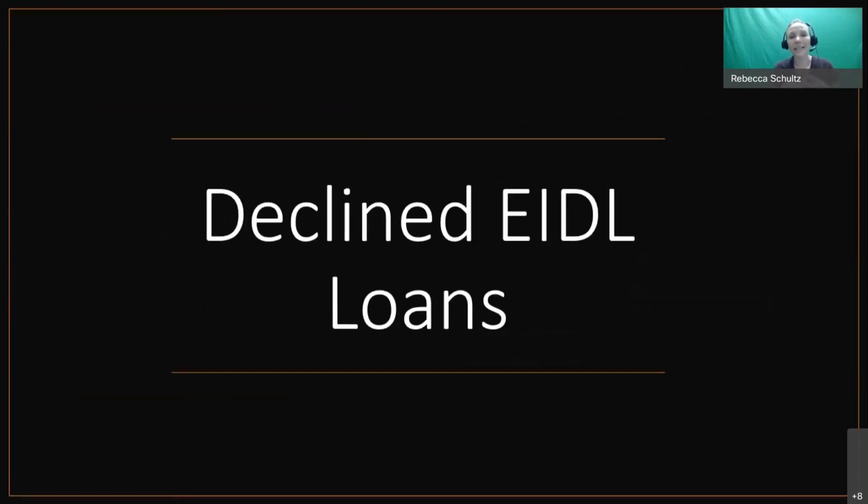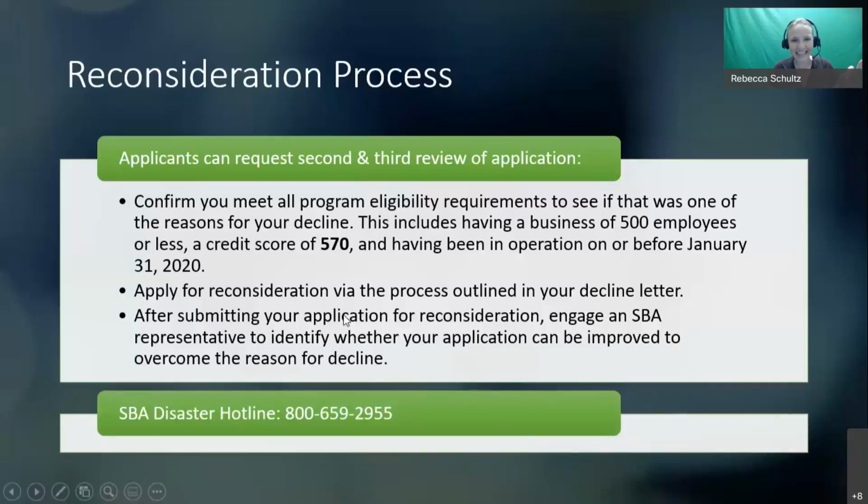Okay, so I told you there's seasons in this conversation, and declined EIDL loans is a season. I'm getting a lot of that right now. There is a reconsideration process, so you have two chances to get reconsidered. You applied, you got denied. You can reapply. You can ask for reconsideration. And let's say they deny you again. Guess what? You have a third chance. You can go back and ask for reconsideration. But unfortunately, if you get declined a third time, you can't go back again.